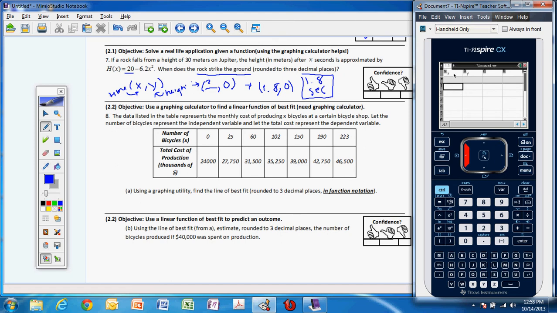So if I type in X, I'm going to put all my information in. 60, 102, and then 150, 90, and 223. And then put in all my cost of production.